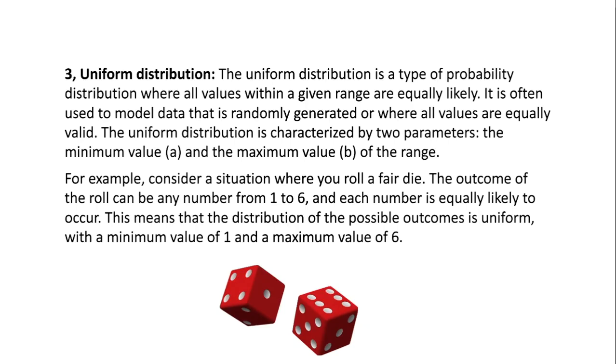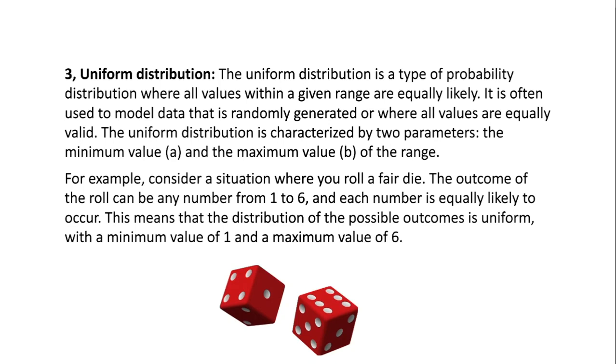Uniform distribution. The uniform distribution is a type of probability distribution where all values within a given range are equally likely. It is often used to model data that is randomly generated or where all values are equally valid. The uniform distribution is characterized by two parameters: the minimum value, A, and the maximum value, B, of the range.